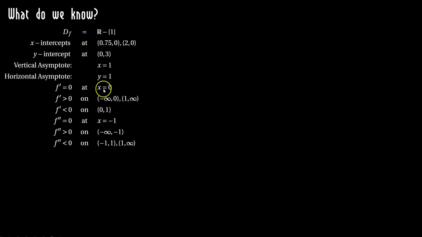F prime is 0 at x equals 0. It's positive on the interval from negative infinity to 0 and from 1 to infinity. And it's negative on the interval from 0 to 1. The second derivative is 0 at x equals negative 1. The second derivative is positive on negative infinity to negative 1, and it's negative from negative 1 to 1 and from 1 to infinity.